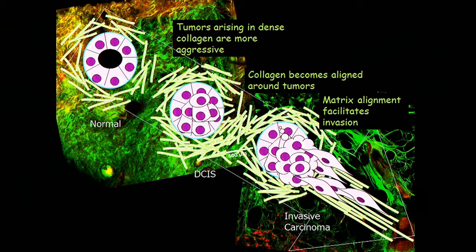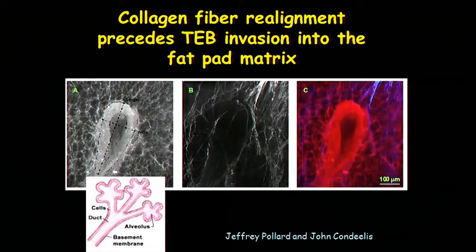All right, so to summarize this, tumors arise in dense collagen, and they are more aggressive. The collagen becomes aligned around tumors, and that alignment facilitates invasion. Okay, so what's really cool about this, in cancer, almost everything is a co-option of something that is in place for good, normal reasons. So we have the wound healing response that I'm going to show you in a moment is co-opted here. But part of the reason for this is part of a normal developmental process, we think.